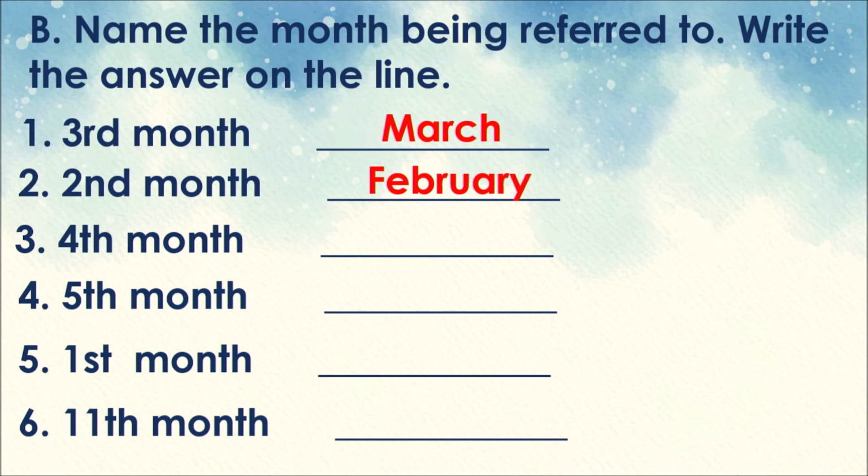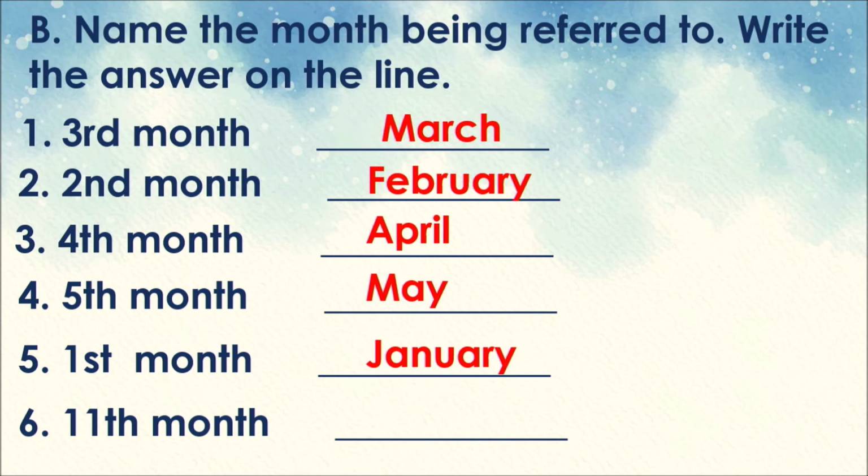So the fourth month is April. Now the fifth month, January, February, March, April, May. So the fifth month is May. Okay, so for number 5, this one is very easy. The first month is January, isn't it? And the 11th month. So for number 6, January, February, March, April, May, June, July, August, September, October, and November. So that is the 11th month.